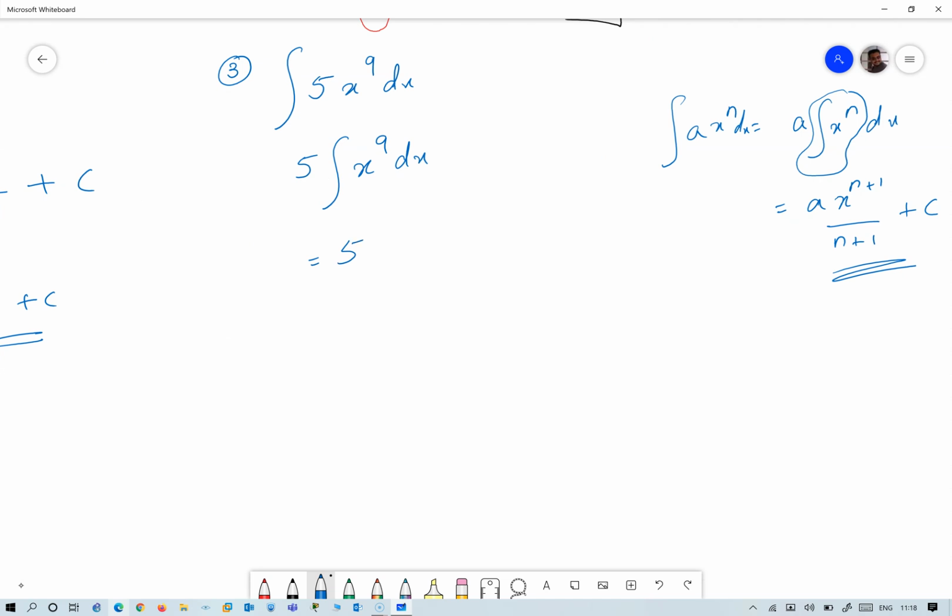So that is 5 x to the power 9 plus 1 over 9 plus 1 plus c. So this is 5 x to the power 10 over 10 plus c. You may want to simplify this, so the answer would be x to the power 10 over 2 plus a constant.